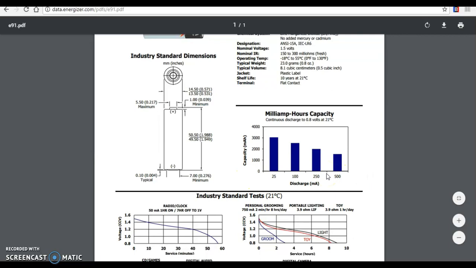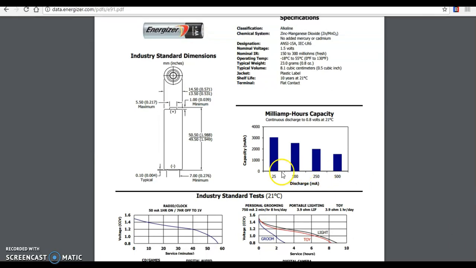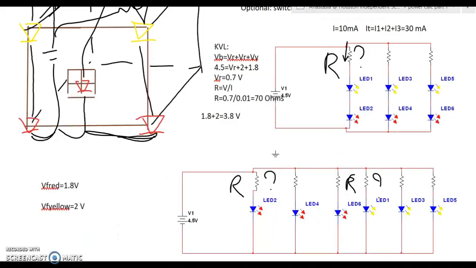But since I have a triple AA battery pack, and each single battery draws only 10 milliamps, in reality I'm somewhere over here. So now I can go back to my calculations and write down that my battery capacity is between 3,000 and 4,000 milliamp hours. That will come out to about 4 months of continuous work.